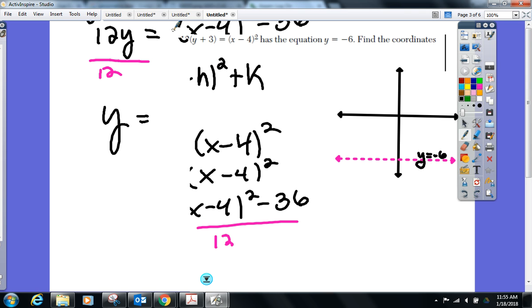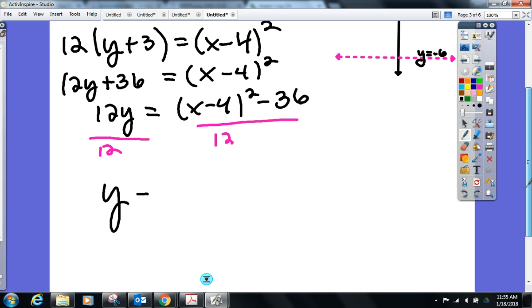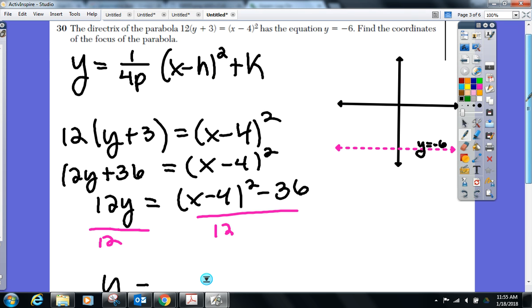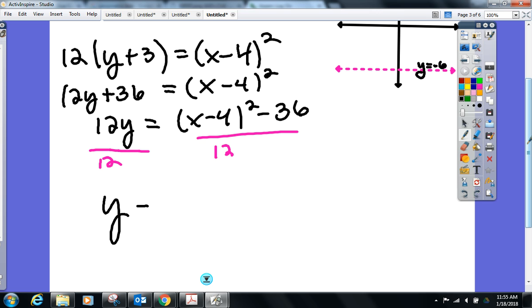Okay, that's not going to fly. Okay, here we go. What's in front here? A 1. So do you see how it's 1 over something, 4p? That's going to be 1/12 right now. 1/12 x minus 4 squared, and then 36 divided by 12. Minus 3. What's your vertex now, guys?